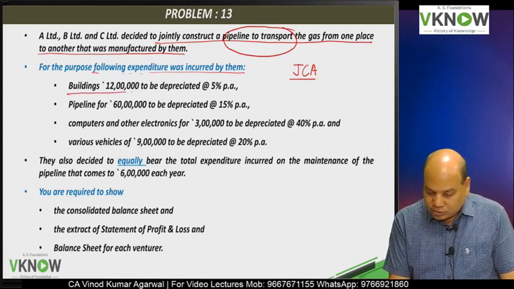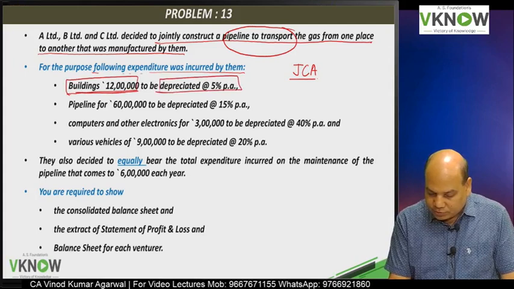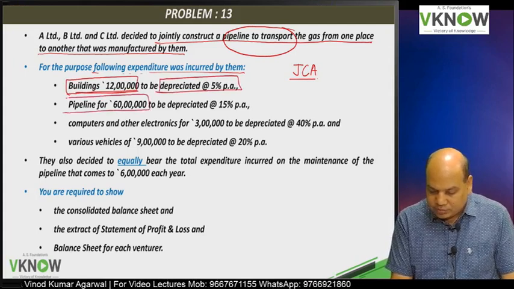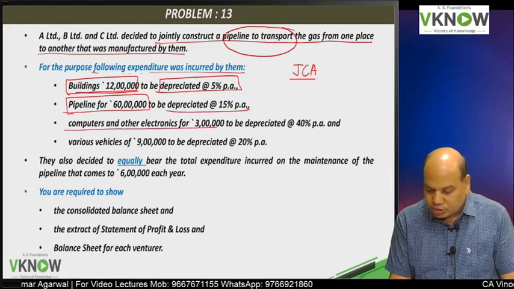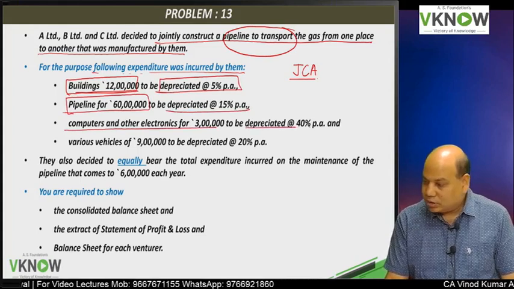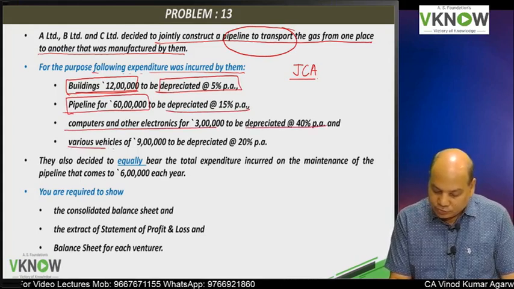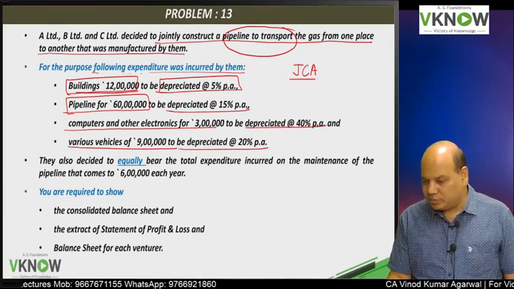So building was constructed at 12 lakh, depreciation 5%, pipeline 60 lakh, depreciation 15%, computer and other electronics 3 lakh, depreciation 40%, vehicles at 9 lakh, depreciation at 20%.